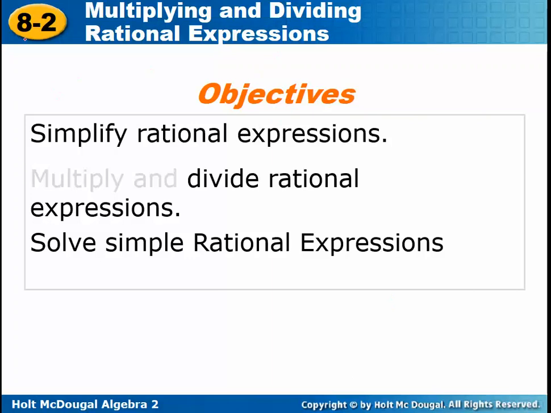This is finishing up the Chapter 8, Section 2 assignment, so we're on Part 2. We already did simplify rational expressions, but we always will be doing that with these problems. And we did multiply, and today we're going to divide rational expressions and solve simple rational expressions. Actually, this should say equations. Solve simple rational equations, so they'll have an equal sign in them.